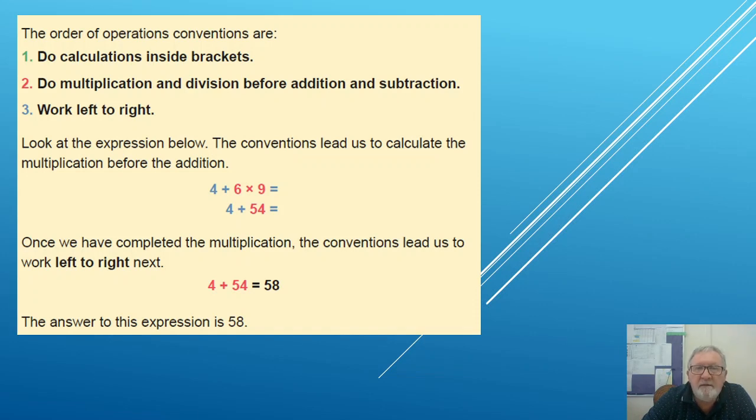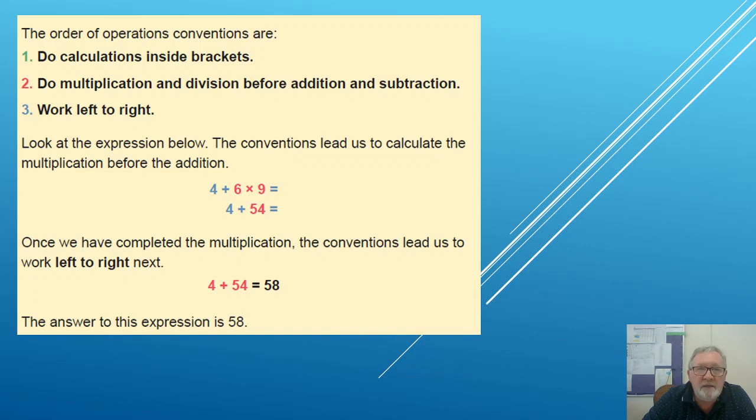Here we go. So there are three basic conventions that we need to look at. One, and this is the first one to always remember, do calculations inside brackets. As soon as you see brackets, they are always done first. No matter what's inside those brackets, do the brackets first. Convention number 2 is we do multiplication and division before addition and subtraction. So I often talk about how strong signs are, and I say multiplication and division are stronger signs than addition and subtraction, so we do them first.